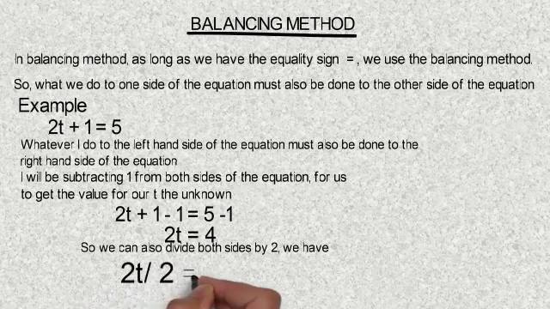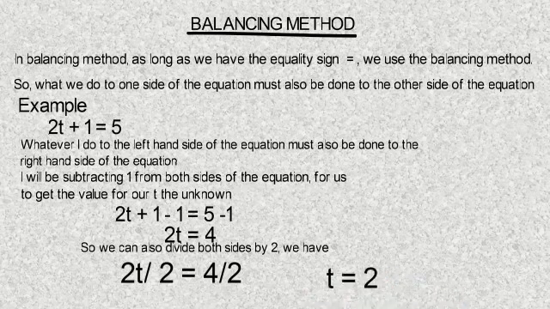So dividing both sides by 2, I have 2t divided by 2 equals 4 over 2. Can you see I've divided both sides of the equation by 2. So 2t over 2 on the left hand side and 4 over 2 on the right side of the equation. So 2t over 2, 2 strikes out 2. I'm left with t on the left side equals 4 divided by 2, which will give me 2. So here my t equals 2. That is the solution of that example.